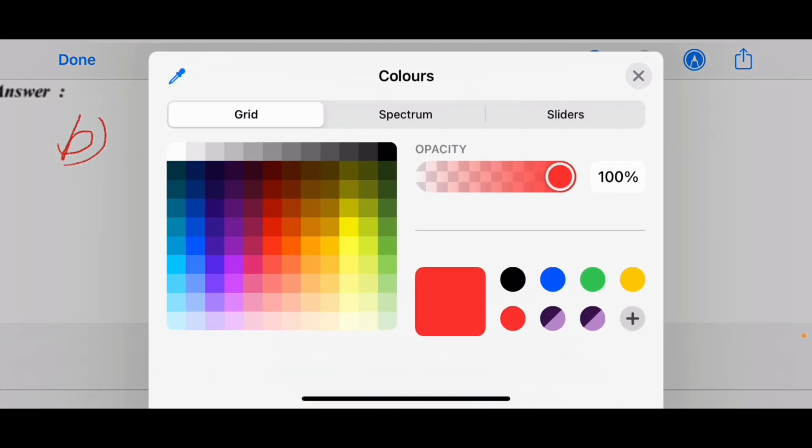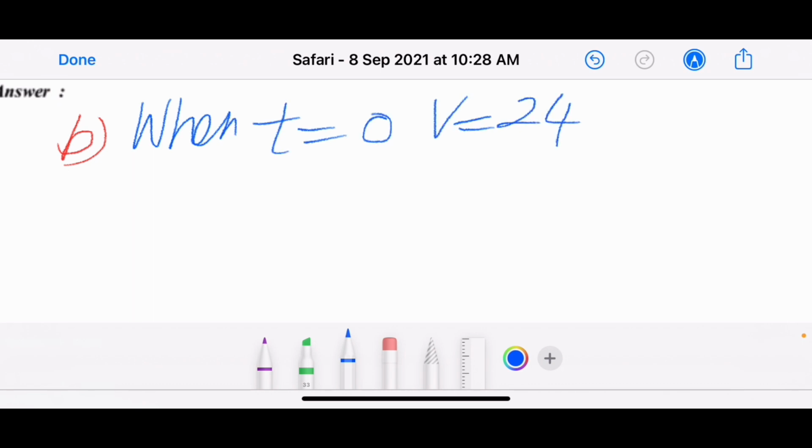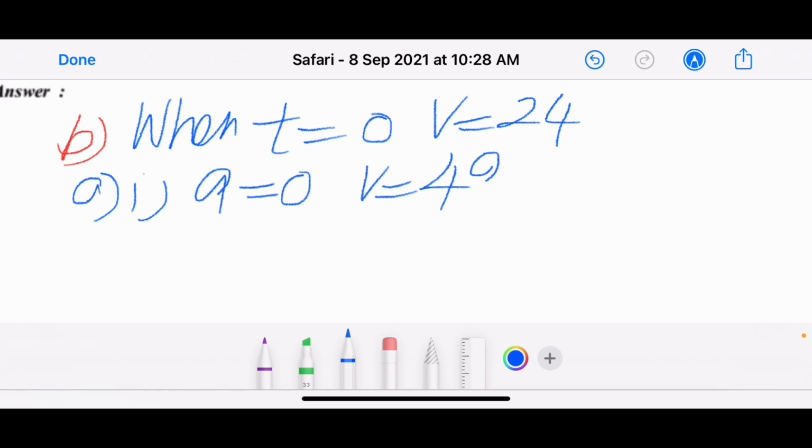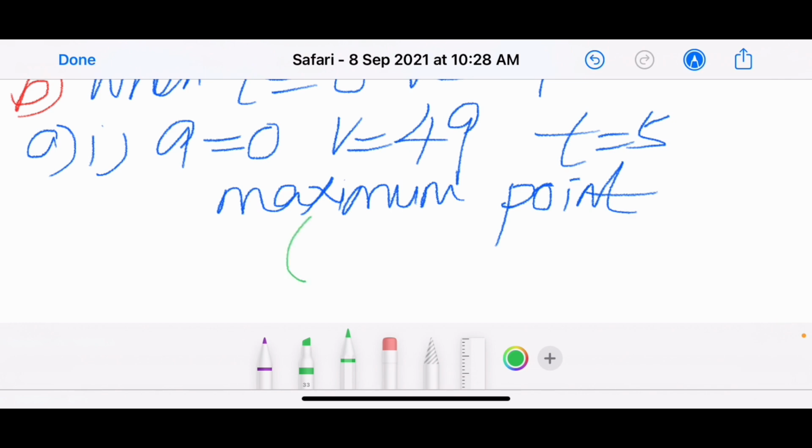Now for part B, let's have a look at part B. We are going to solve part B. When t equals 0, velocity is 24 as mentioned in the question earlier. From part A, when acceleration equals 0, maximum velocity is 49. It happened at time t equals 5, right? So this is a very important point. It is a turning point, or we call it the maximum point, right? So we will write (5, 49) is the turning point, which is the maximum point.